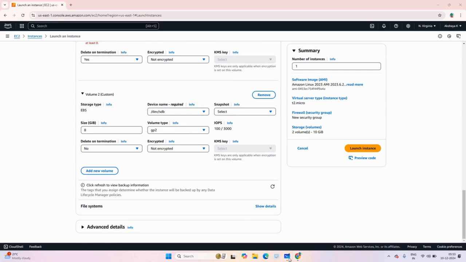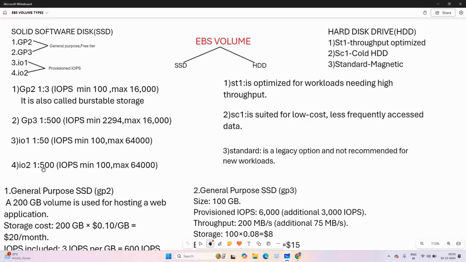And then for IO2, 1:500. Here also, GP2, IO1 and IO2 have a minimum of 100, IO1 and IO2 both have a maximum of 64,000, and GP2 and GP3 both have a maximum of 16,000. Only GP3 has a minimum IOPS of 3,000. So like this we are calculating the IOPS based on the volume size.